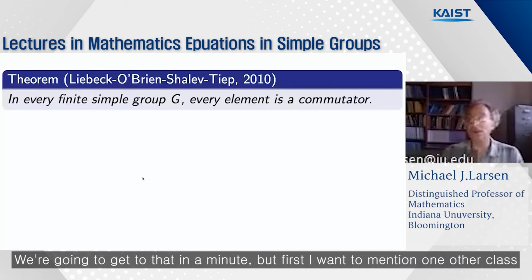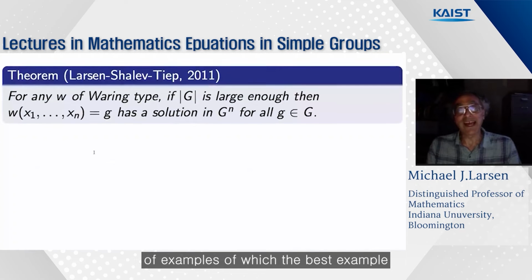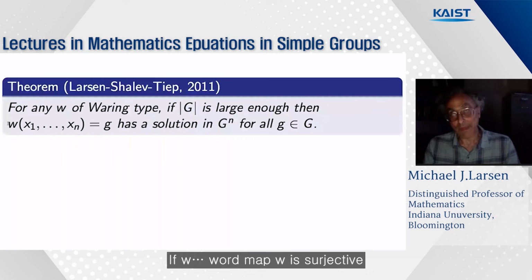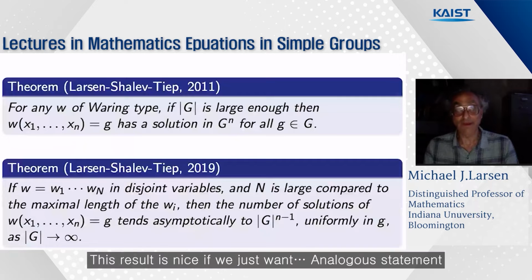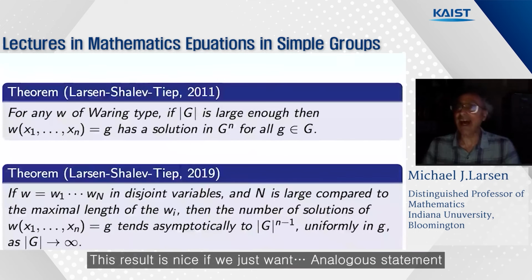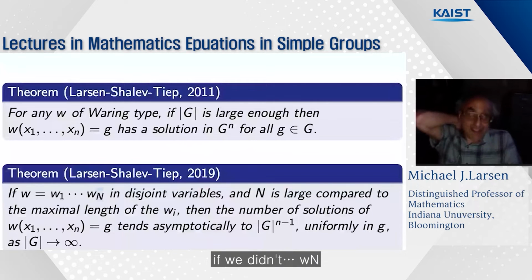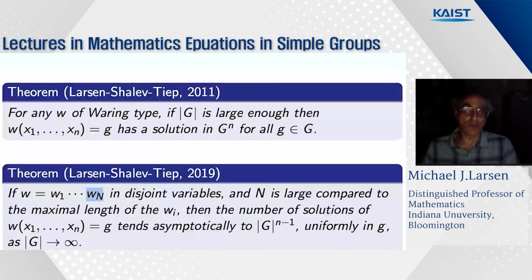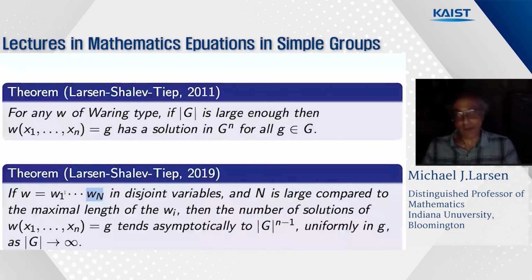But first, I want to mention one other class of examples, of which the best example, if W, the word map W, is surjective. This result is nice if we just want analogous statement. The statement about equidistribution wouldn't be true if we didn't n, where each of the wi's involves a distinct set of variables from any of the others. Those are the kind of words we want to look at.